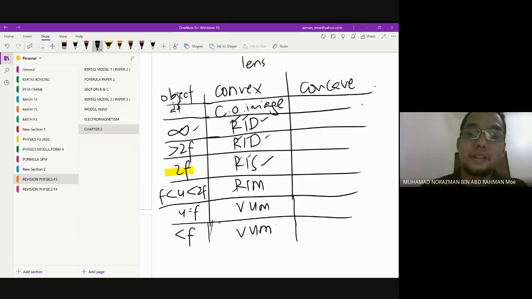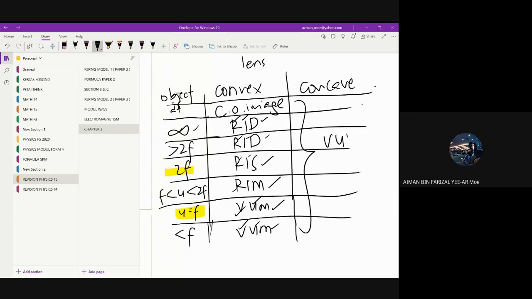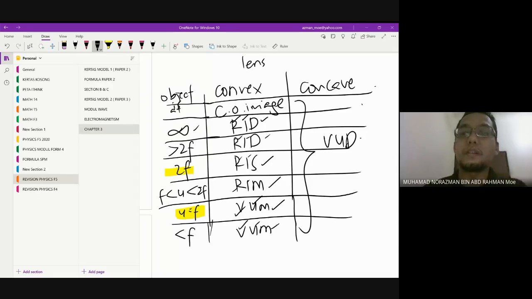Next, real, inverted, magnified. When object is at f, then image becomes virtual. Okay, and upright, magnified. Virtual, upright, magnified. Okay, concave. VUD: virtual, upright, diminished. So for concave lens, we use to get wider view.